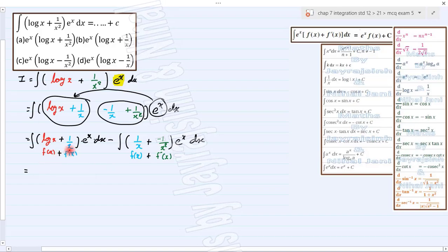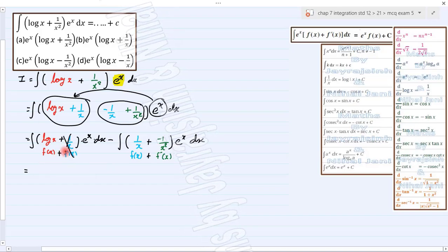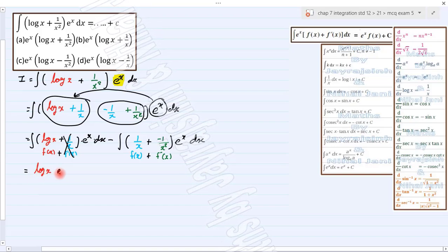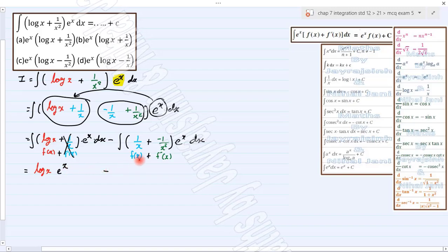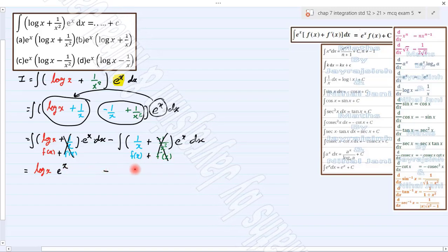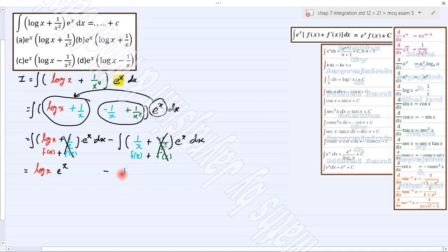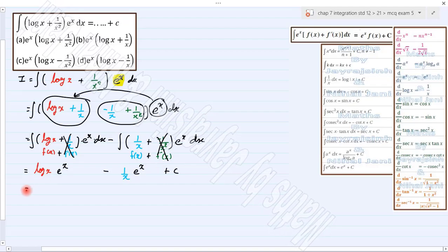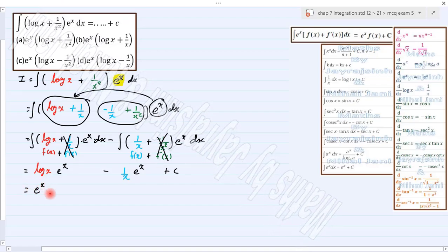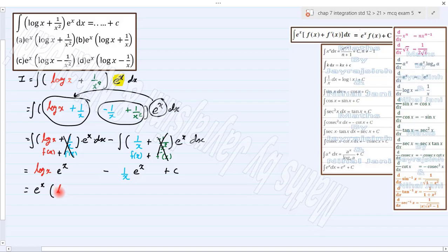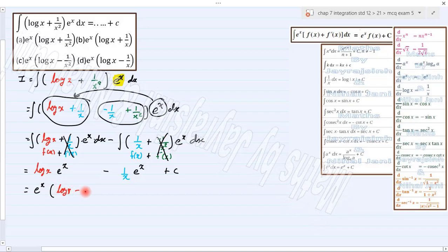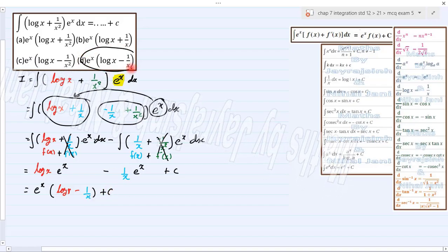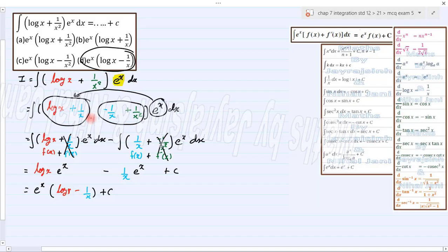And we know that to integrate this kind of a term, you just have to ignore f dash x and your integration is done. Log x into e raised to x. And in the second term, we have to ignore minus 1 by x square. So its integration will be 1 by x into e raised to x plus c. To get the answer within the options, we have to take e raised to x common. So we will get e raised to x into (log x minus 1 by x) plus c, which is given in option D. Ta-da!